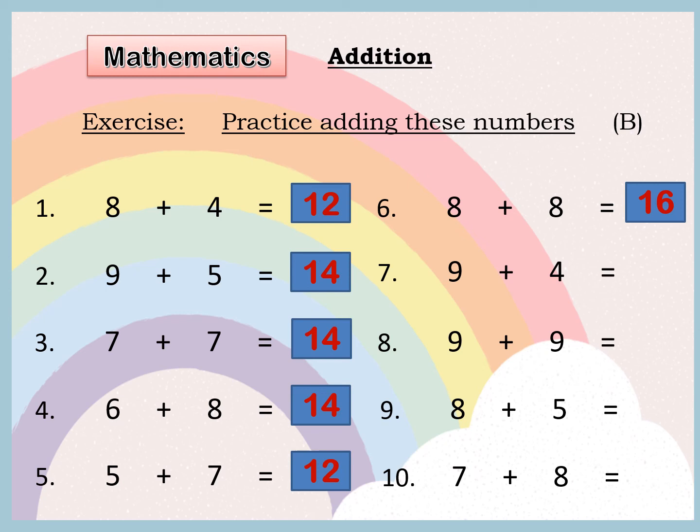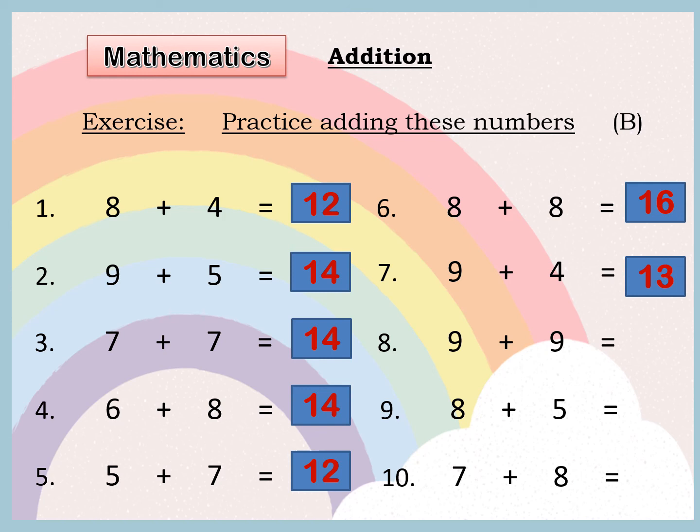Let's proceed to number 7. We have 9 plus 4. Which number is bigger? Is it 9 or 4? Very good. 9 is bigger than 4. So put 9 on your mind, put it in your head, remember number 9, and count 4 on your fingers. 9 and 4. Let's count. 9 and 4 is 9, 10, 11, 12, 13. The answer is 13. Very good.